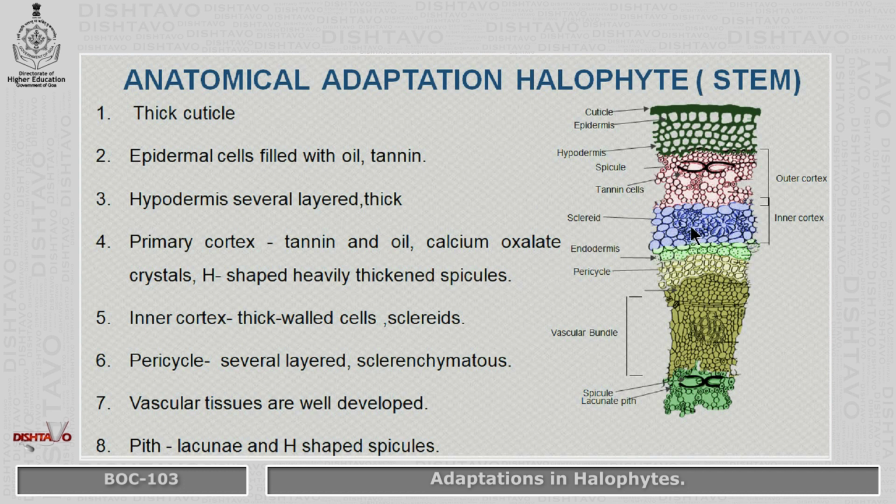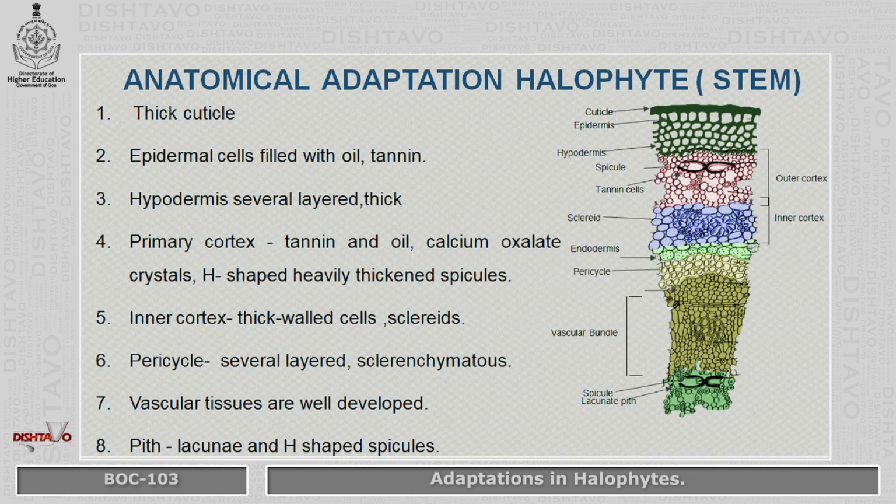The inner cortex also consists of sclereids and thick-walled cells. The pericycle is several layered and is sclerenchymatous. Because it is sclerenchymatous in nature, it helps the plant in providing mechanical support. That is why the stem is hard and woody. The vascular systems are very well developed. They consist of well developed xylem and the phloem.